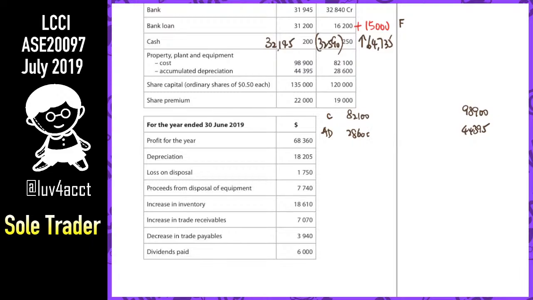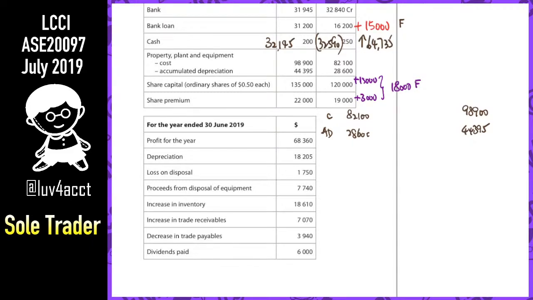Let me erase. Share capital from 120 to 135. That is, you have 15 more. And for share premium, 19 to 22, that is 3,000 more. Added together, you have 18,000. That is an issue of shares. Financing activities, positive.